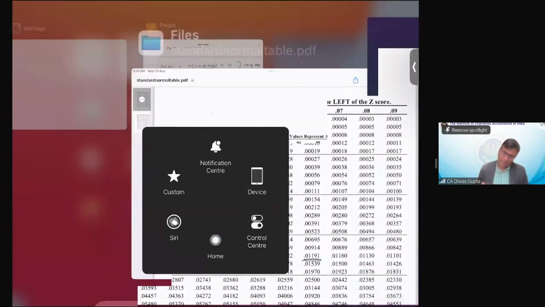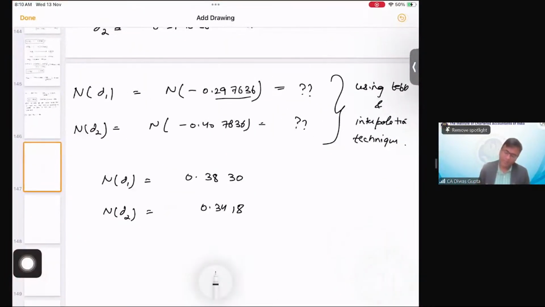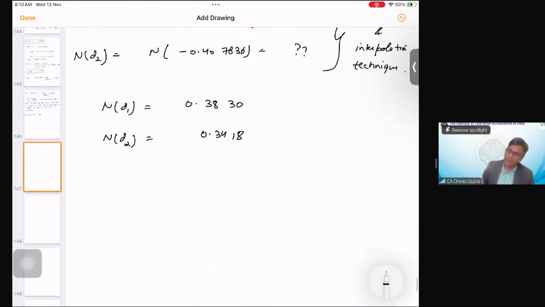So basically the first page is on the negatives, right? So here we have to take the minus 0.29 and minus 0.30. Whatever are the values, we have to use the interpolation technique between them. And the second one is minus 0.407636. So for this, minus 0.40 and minus 0.41 is what we need to use. Clear? So the values have been calculated using such technique.